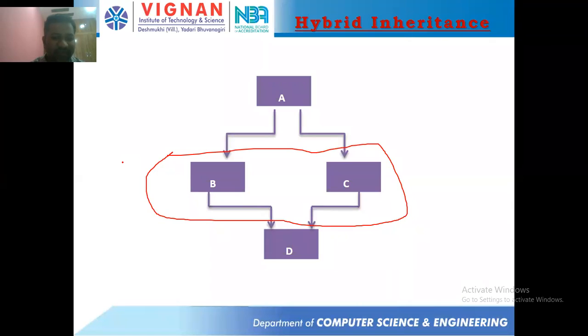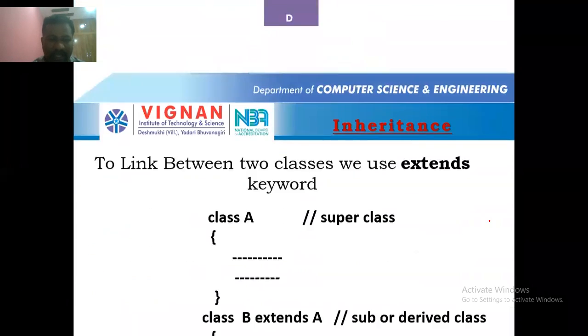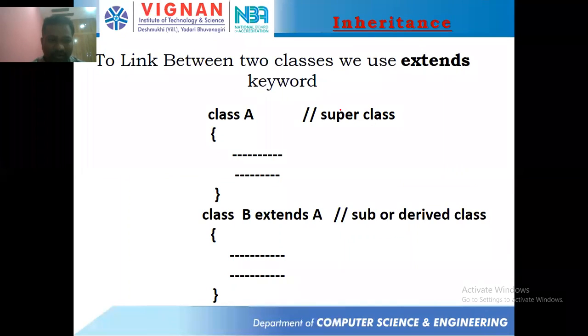And how do we acquire the properties of one class into another class? Inheritance is one of the object-oriented programming principles. We get the properties of A into B by writing one simple instruction: class B extends A. Then B becomes a child to A, and whatever variables and methods are there in A will come into B. I will show you practically how this happens.